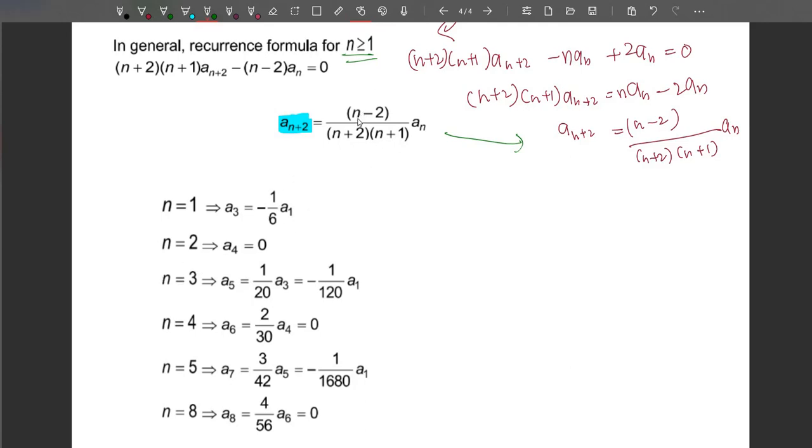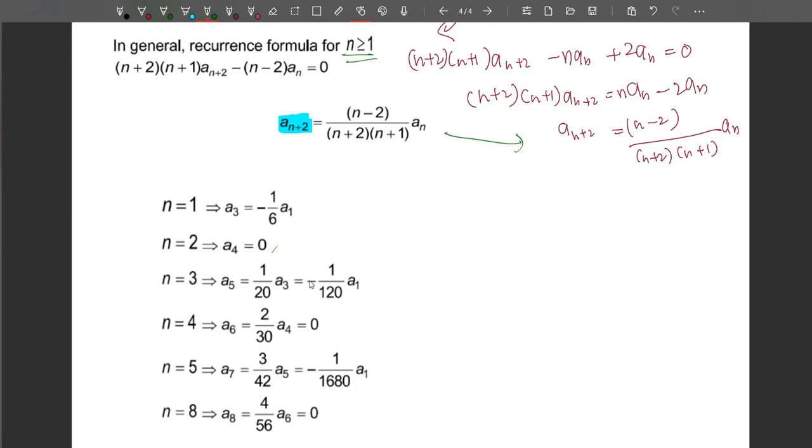Next, when n equals 2, substitute 2. We have 2 minus 2 equal to 0, so here 0. And then the next one, we have n equal to 3. 3 plus 2 is 5, so a5. 3 minus 2 is 1. 3 plus 2 is 5. 3 plus 1 is 4. 5 times 4 is 20.